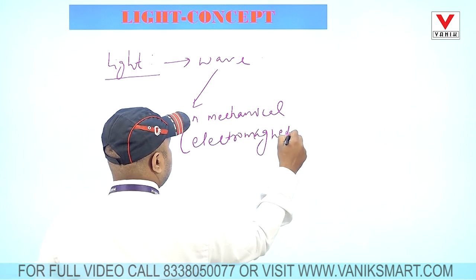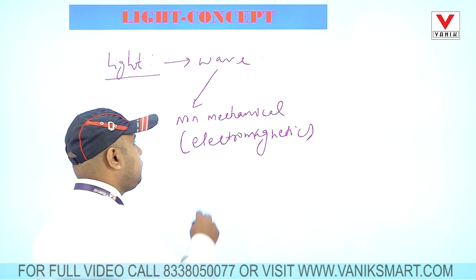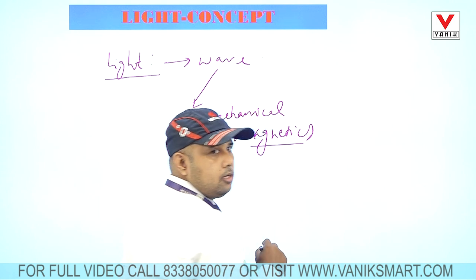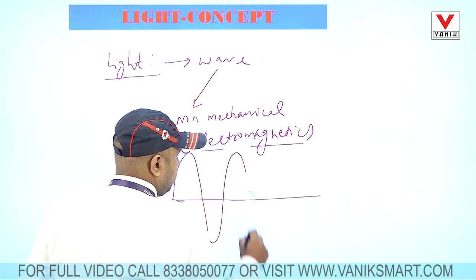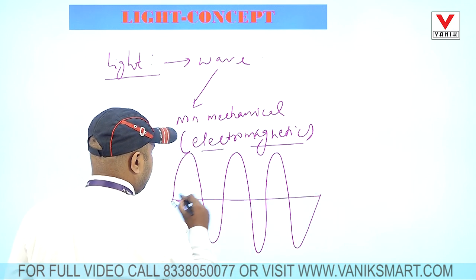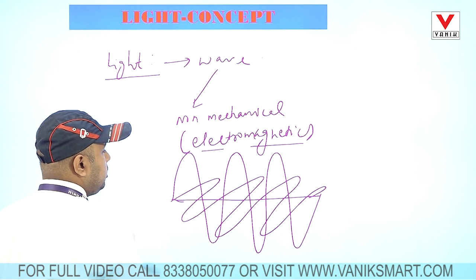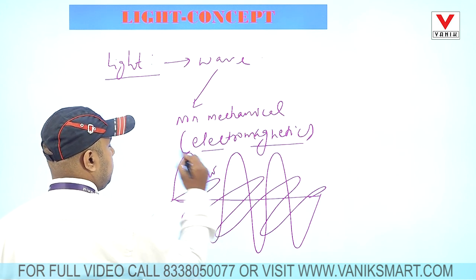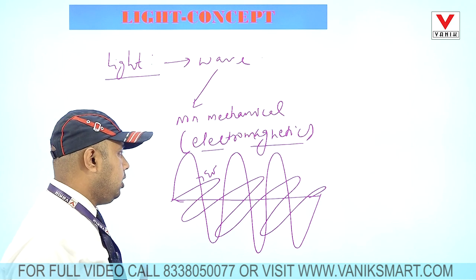Now, what is this electromagnetic wave? That means light is composed of two different waves. One is your electric wave, other is your magnetic wave. Say this is my electric wave, and this is my magnetic wave. These two waves are mutually perpendicular to each other.